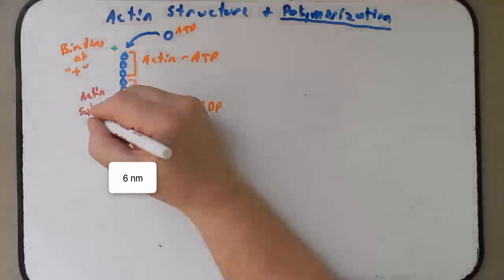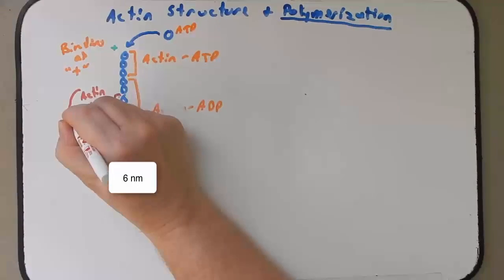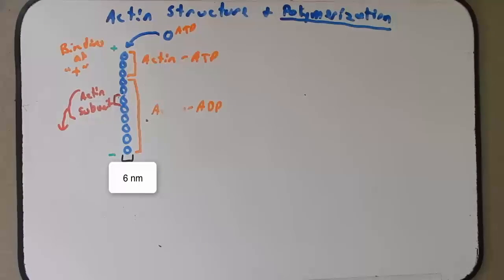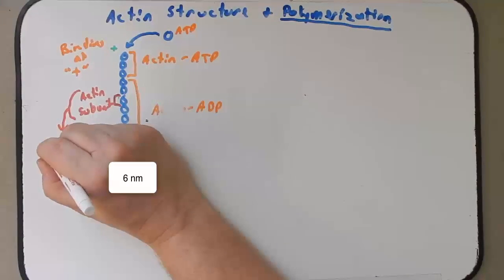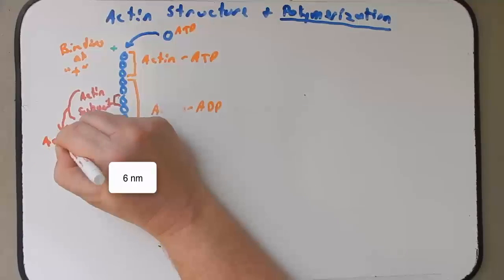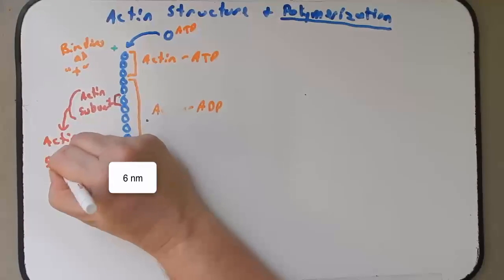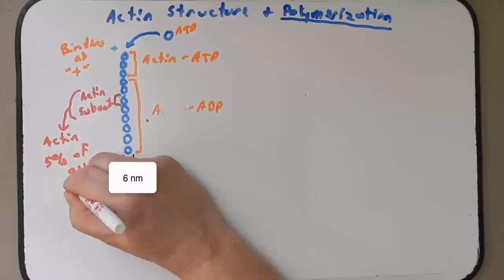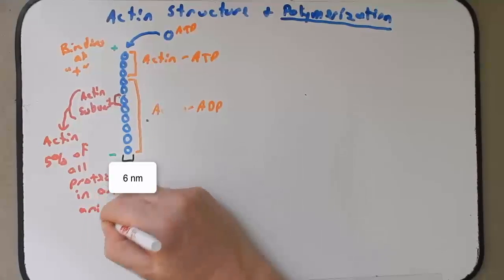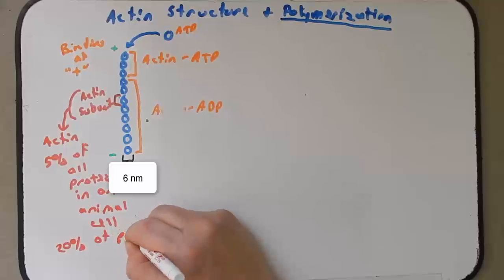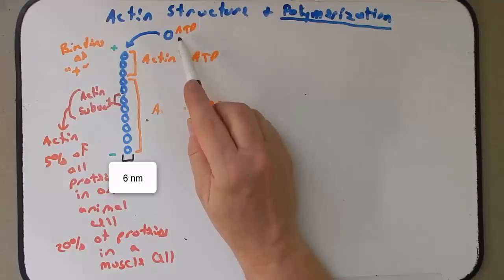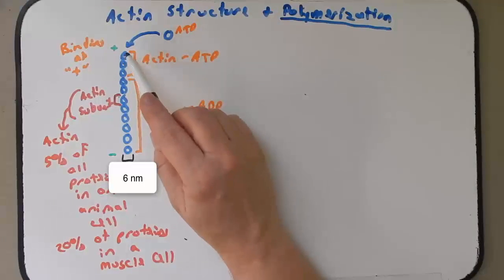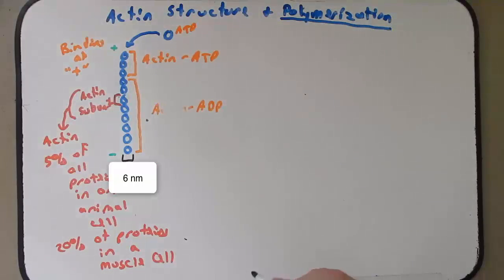One thing I forgot to mention was something about the actin subunits. And I mentioned in your note-taking guide, so I want to make sure I state it here, and that it's overall abundance. Actin, these actin subunits, are about 5% of all proteins in an animal cell. They are about 20% of proteins in a muscle cell. Now, with the idea that there's so much actin in a cell, one might think that these actin subunits could continuously bind to this positive end and keep growing, but that's not what happens.